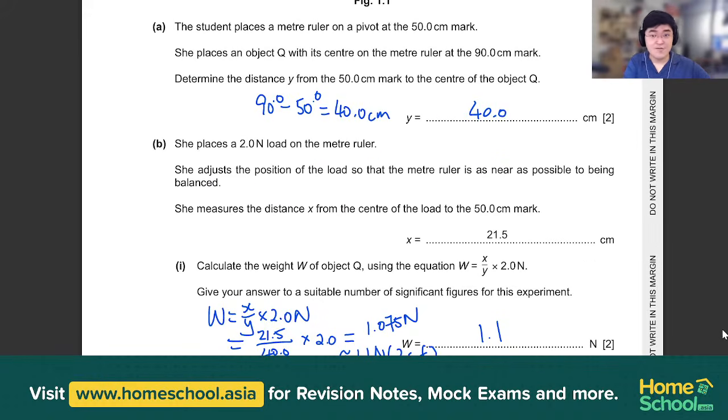Sorry, I forgot about this just now. I'd like to also let you guys know where the marks are given. For part A, 1 mark is given if you write down 40.0, and 1 mark is given if your answer is correct to the nearest 0.1 centimeters. This is your 2 marks over here.